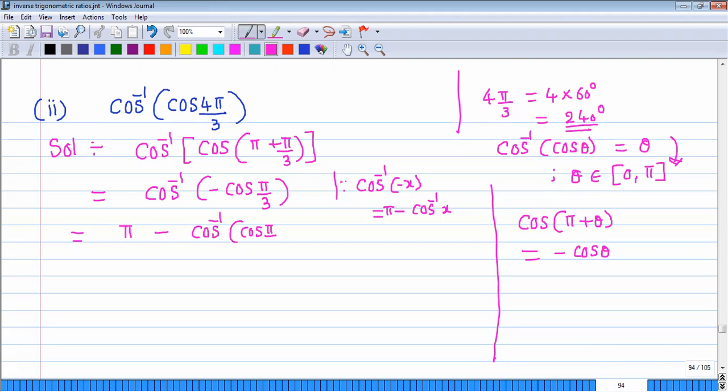So you need to check: directly we can write cos inverse cos pi by 3 or not. Yes, cos inverse of cos theta is equal to theta if theta lies between 0 to 180. Yes, pi by 3 is 60, that lies in this interval only. So we can write here pi minus pi by 3. Now what is the answer now?